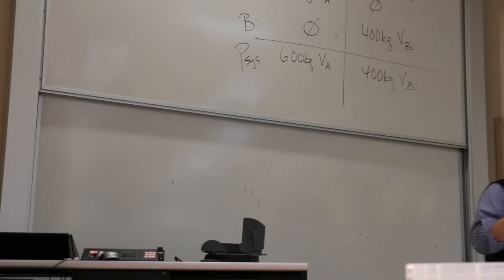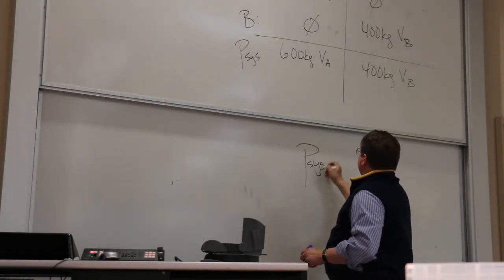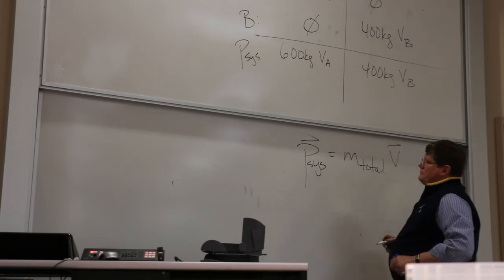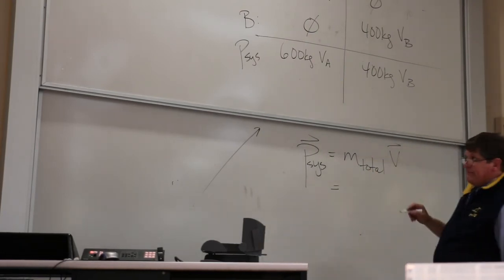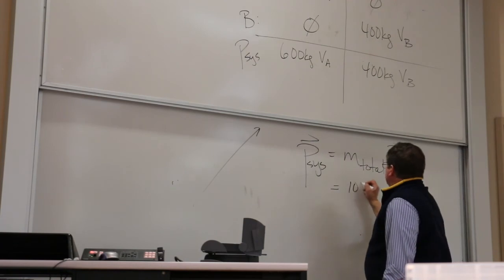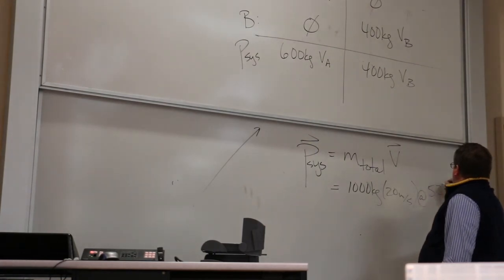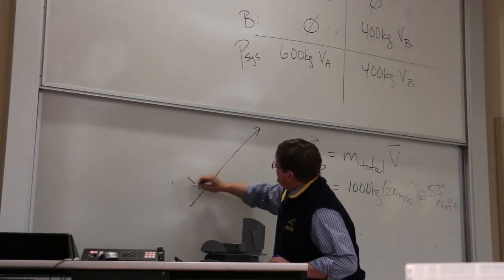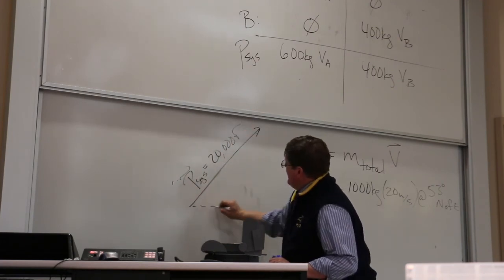But I know that this momentum is the same before and after the collision. And after the collision, they're all moving together, so I can use this equation. So that means the momentum is going to be, I've got 600 and 400, that's 1,000 kilograms times 20 meters per second at 53 degrees north of east. So that means that my total momentum of the system is going to be 20,000 at 53 degrees.